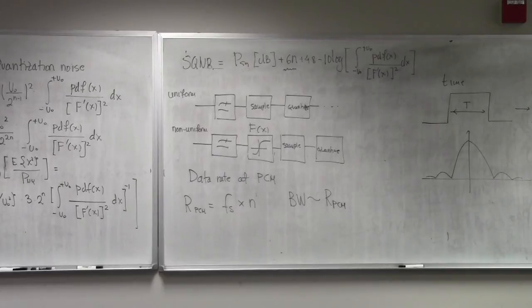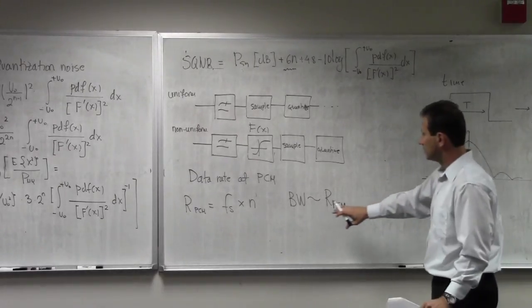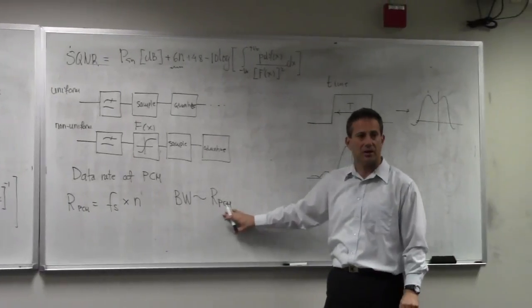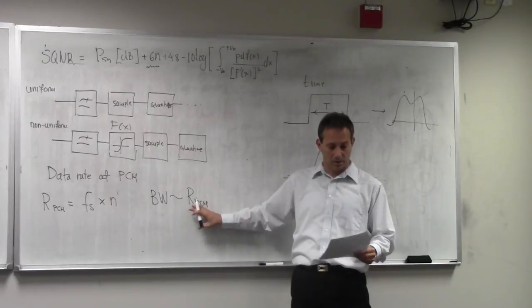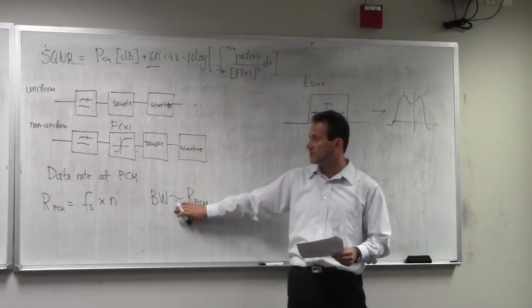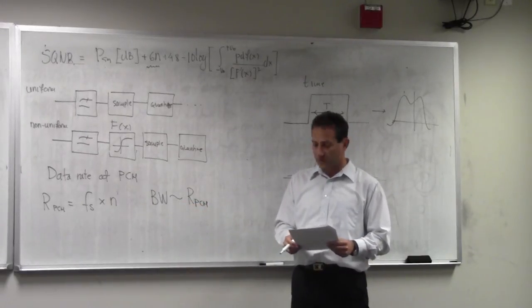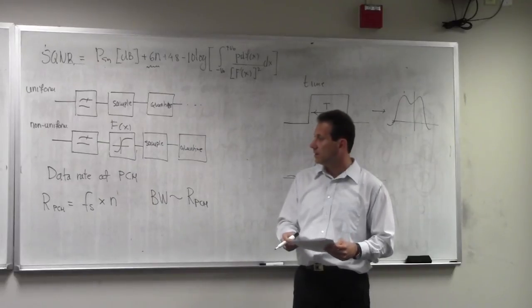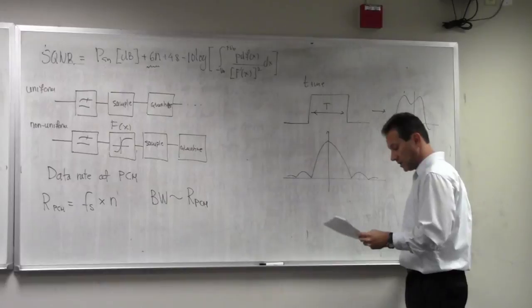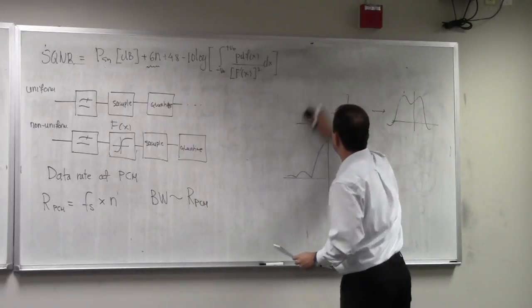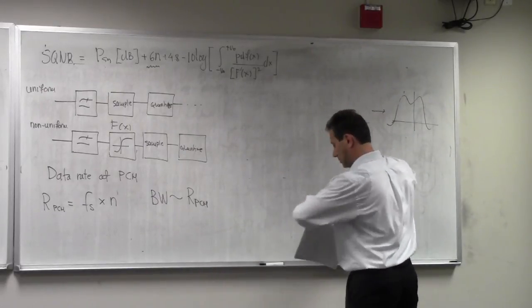So for our analysis so far, we're going to say bandwidth is proportional to your bit rate. As I said, this is a rough approximation right now. We're going to talk about it in great detail later in the course. So let's take a look at an example that we all know very well.